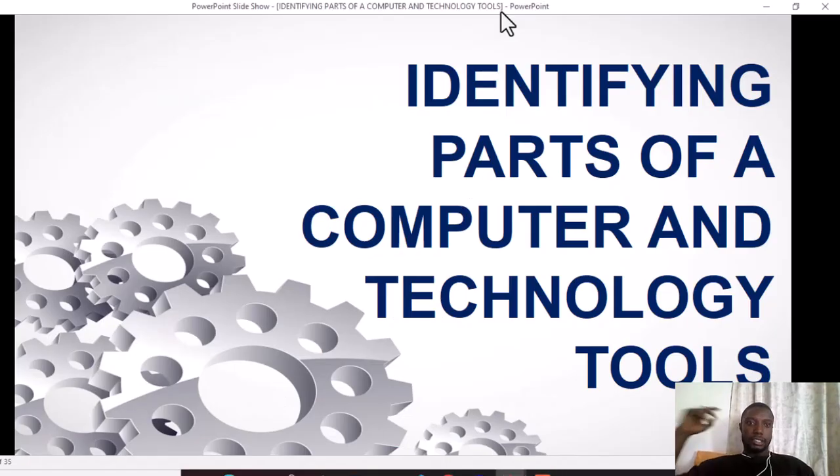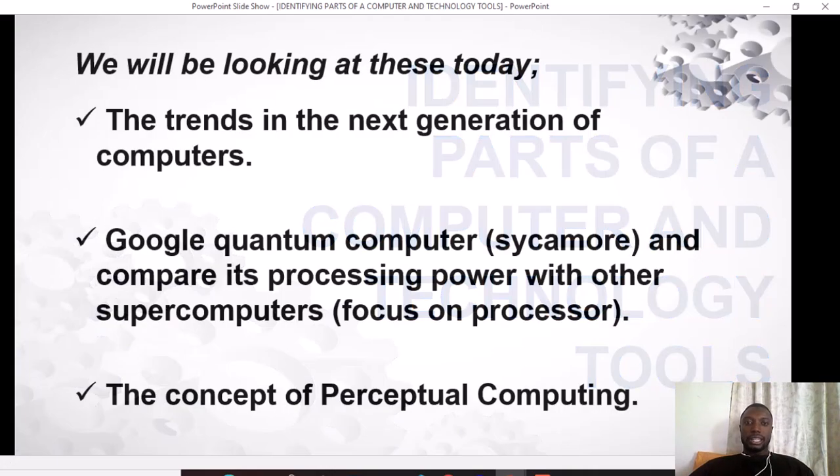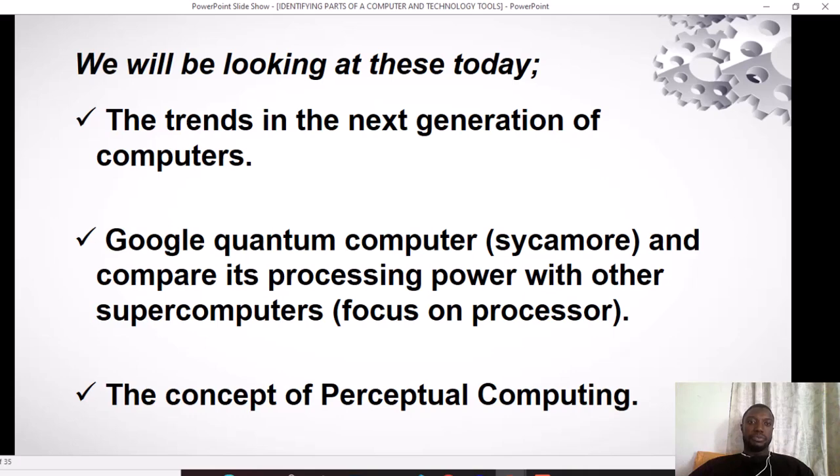Okay, good morning, class. Today we'll be looking at identifying parts of a computer and technological tools. We'll be looking at three perspectives: the trends in the next generation of computers, the Google quantum computer, which is the Sycamore, and how we compare its processing power with supercomputers. We'll be focusing on the processors under the Google quantum computers as compared to other supercomputers.